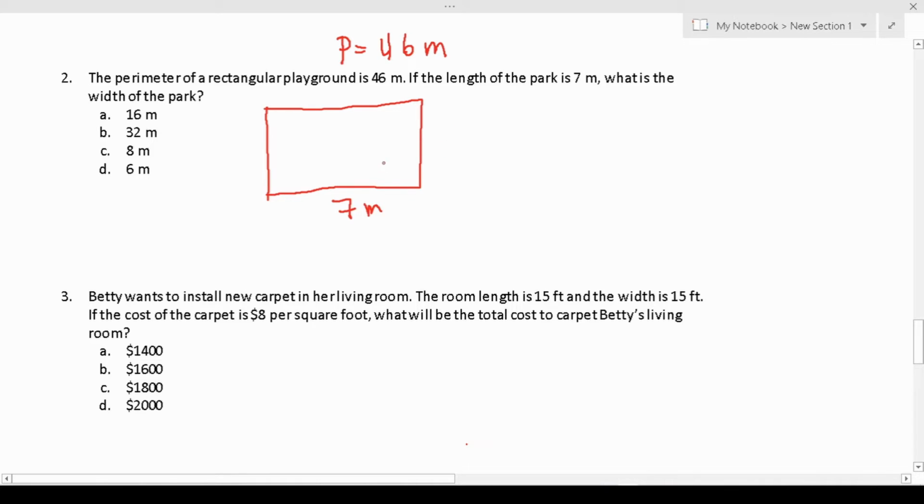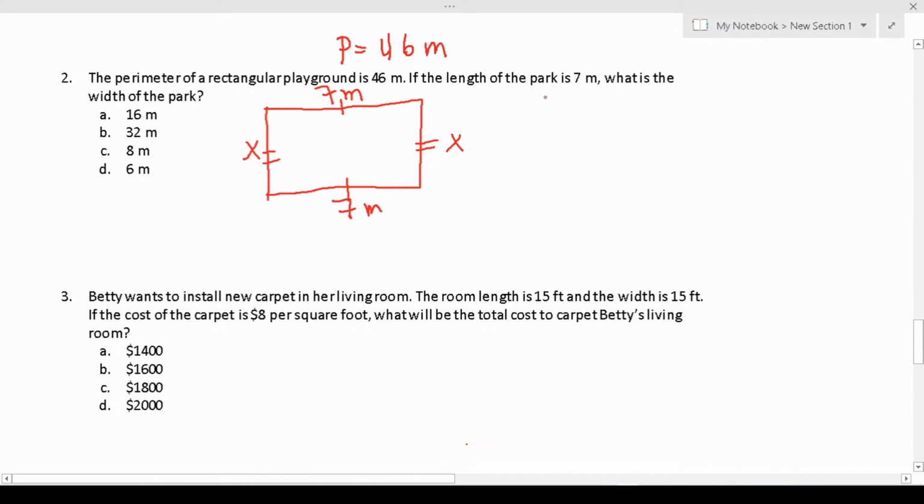width is. Again, as I mentioned, to find the perimeter of any polygon, excluding circles, you simply add up all their sides. In this case, we have to realize that this side is the same as this side. So if that one's 7 meters, this one's also 7 meters, which leaves us with 2 unknown sides that are equivalent. Let's call them X. So if this one's X meters long, this one's X meters long.